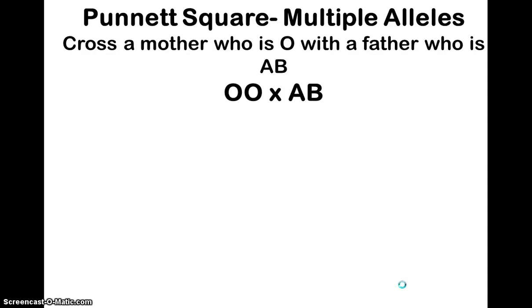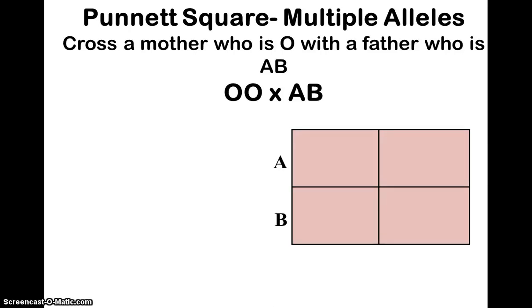So if we look at a Punnett square of this with multiple alleles, if it's a cross of a mother who's O with a father who is AB, well, to be O, you have to have 2 copies of O. And AB, well, that's pretty clear. It would be A and B. So you can do that, A and B, O, O. You write them next to each other.